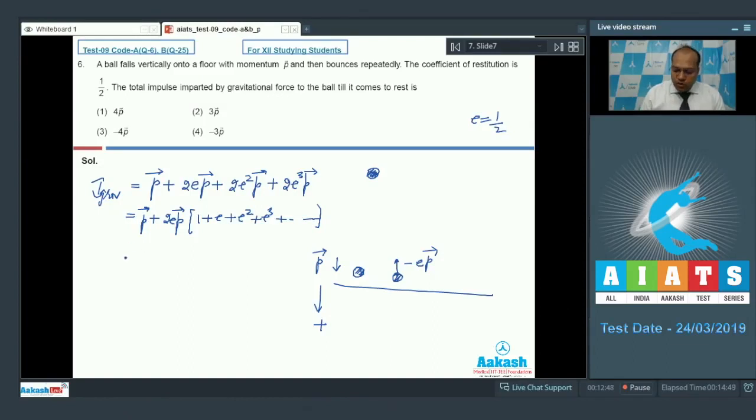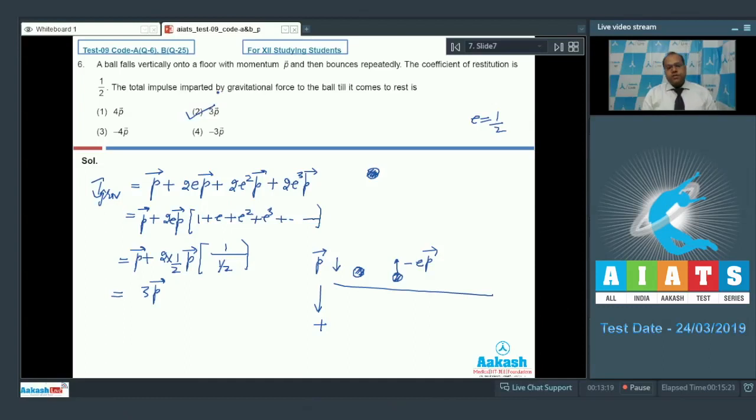Now if I substitute the value of e, then it comes out to be p vector plus 2 times half into p vector, and the summation of this GP can be written as 1 divided by 1 minus r. So the value of r is half, so 1 minus half is half. So it comes out to be p plus 2p, so that is 3p vector. So option 2 is the correct answer.